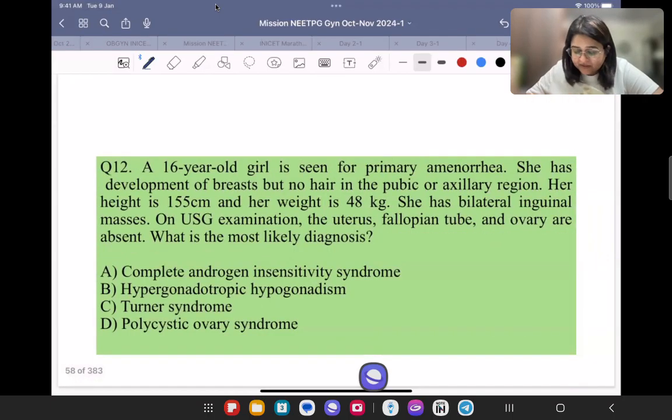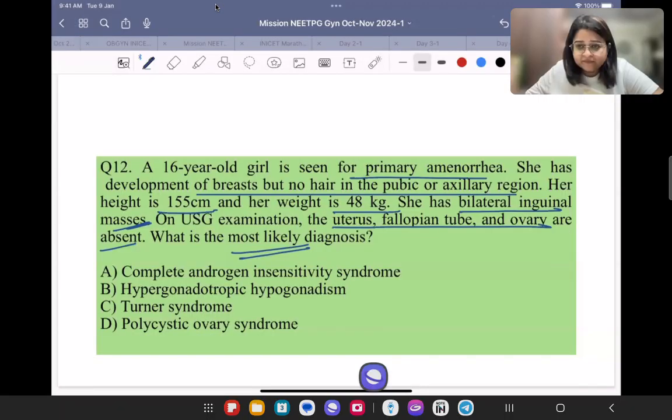Okay. 16-year-old girl is seen for primary amenorrhea. She has development of breasts but no hair in the pubic or axillary region. Her height is normal, weight is normal. She has bilateral inguinal masses. On ultrasound, the uterus, fallopian tube, and ovary are absent. What is the most likely diagnosis?